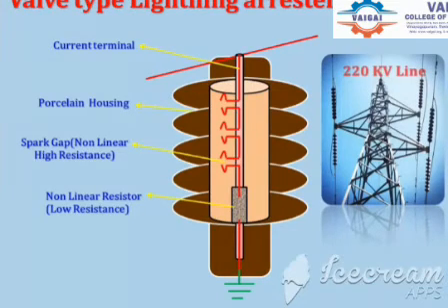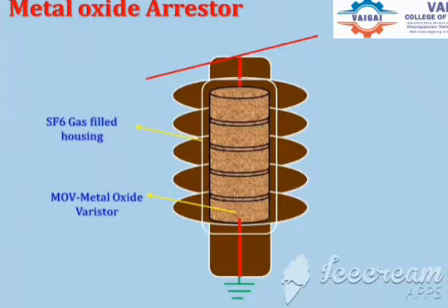Up to the rated voltage, the non-linear resistor will not allow any conduction through it. After having the high voltage, the non-linear resistance allows the high voltage to the ground.